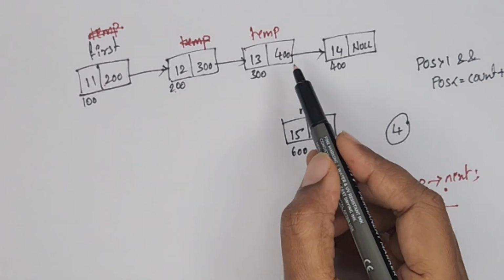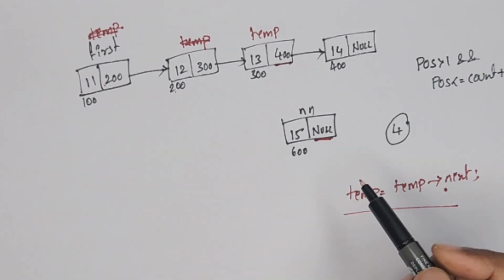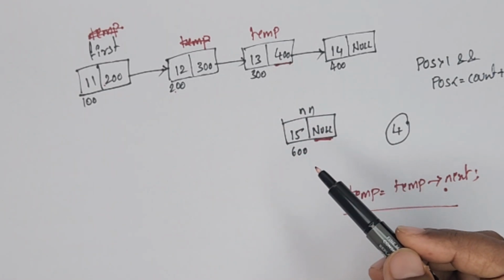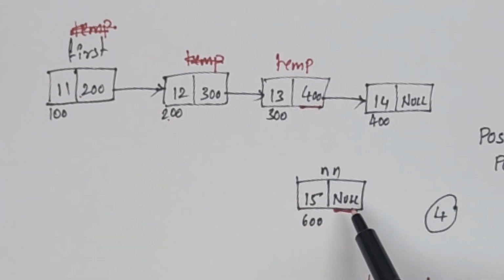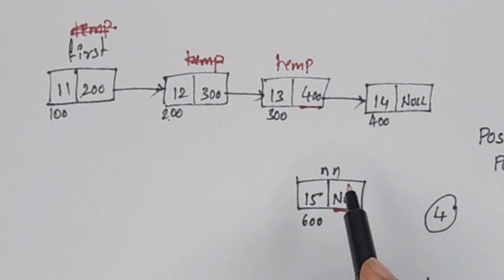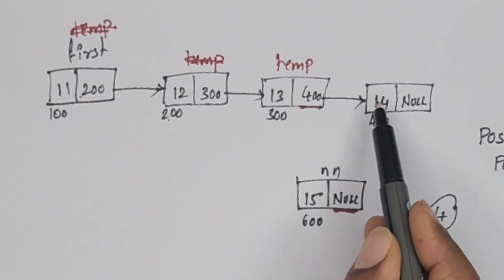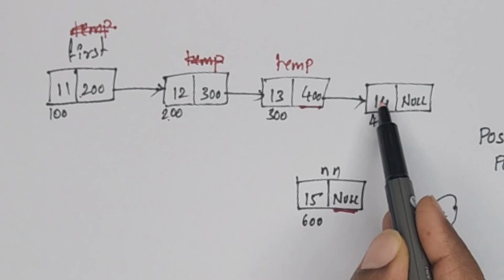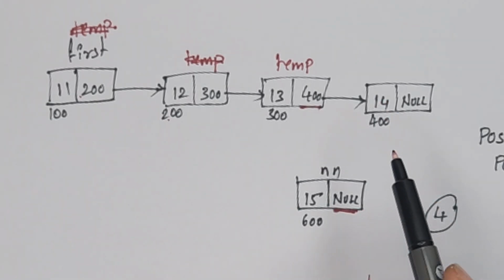So what do I have to change? Temp of next I have to change. New node of next also I have to change. So first we'll change new node of next. After that we'll change temp of next. If you change this address first, you cannot change this one. So first of all, you have to change new node of next. It is very simple. After temp, you are adding the new node, means in the middle of these two nodes we are adding the new node. Whatever temp of next is, that becomes the next of the new node. That is the only logic here.